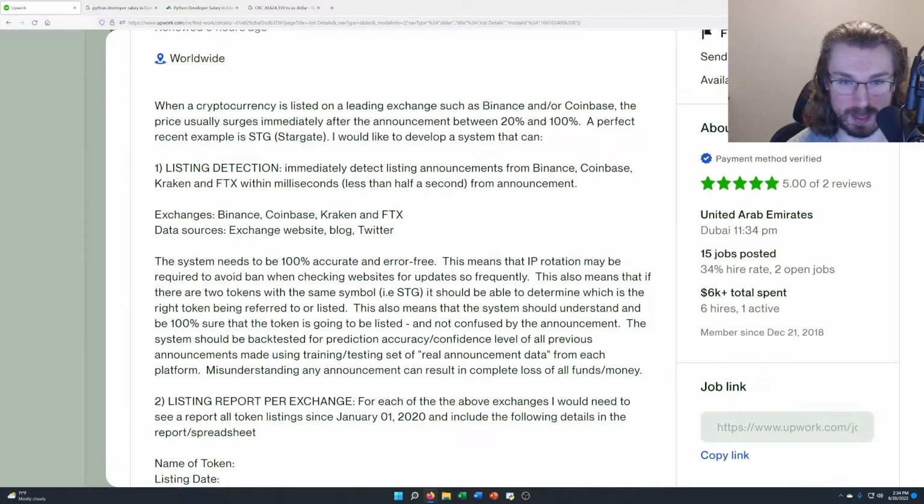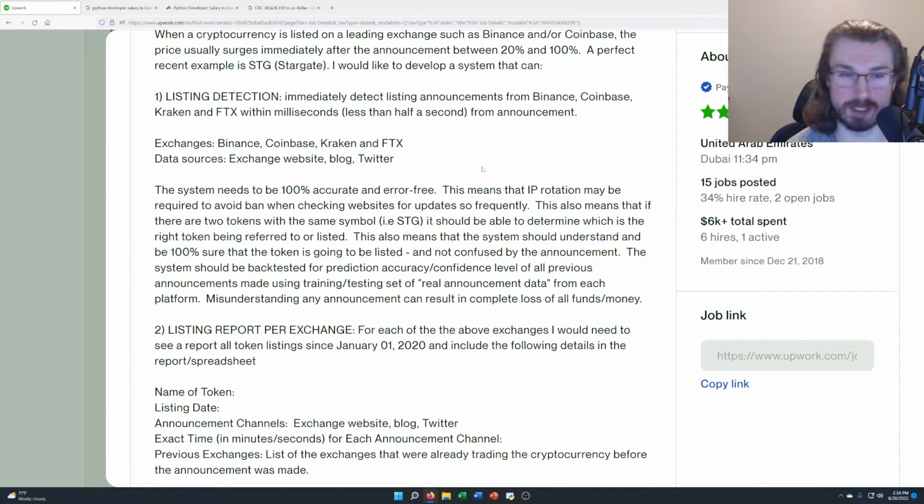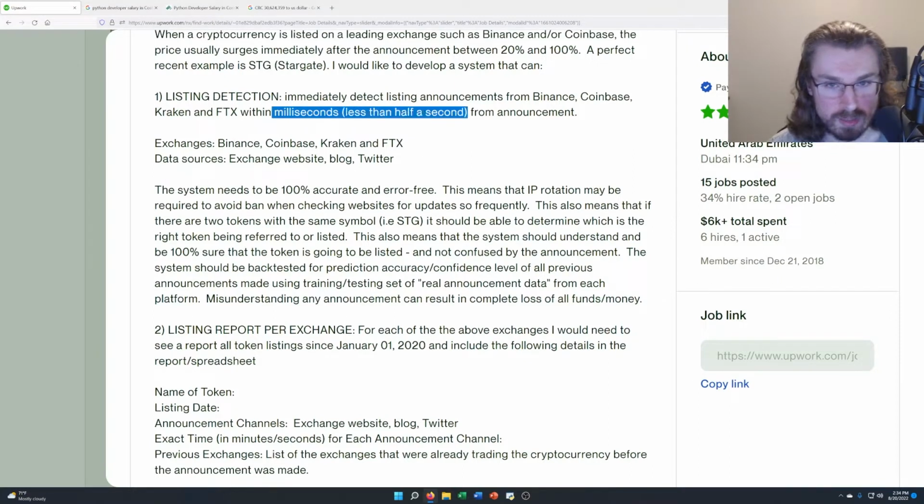I would like to develop a system that can. These are the system requirements. Here we go. Are you ready? Number 1, listing detection. Immediately detect listing announcements from all these different websites and marketplaces, and within milliseconds. So here we have a time constraint, in milliseconds, right? What is that, a 1,000th of a second? Testing my SI units here in real time. So within a couple thousandths of a second, less than 500 milliseconds, right? That's his upper bound, 500 milliseconds. It's got to be less than that.